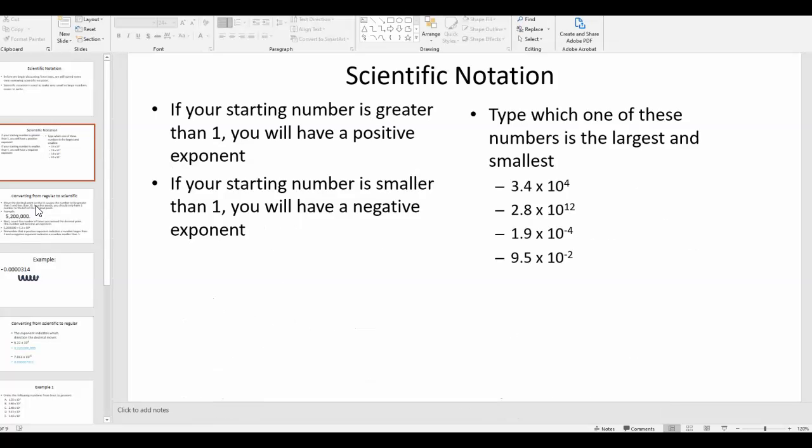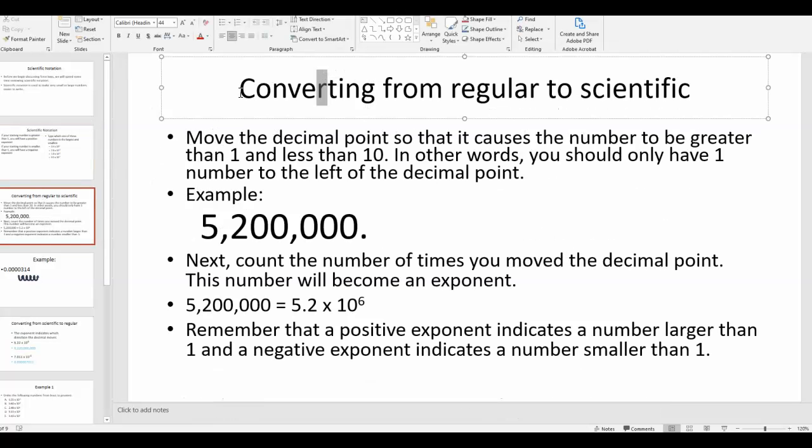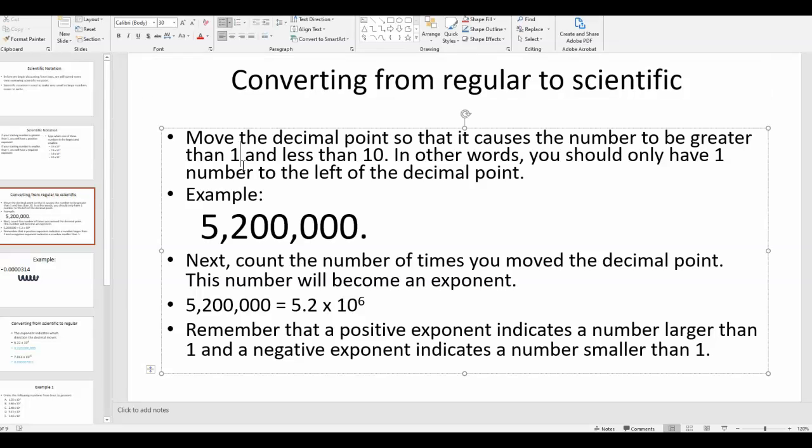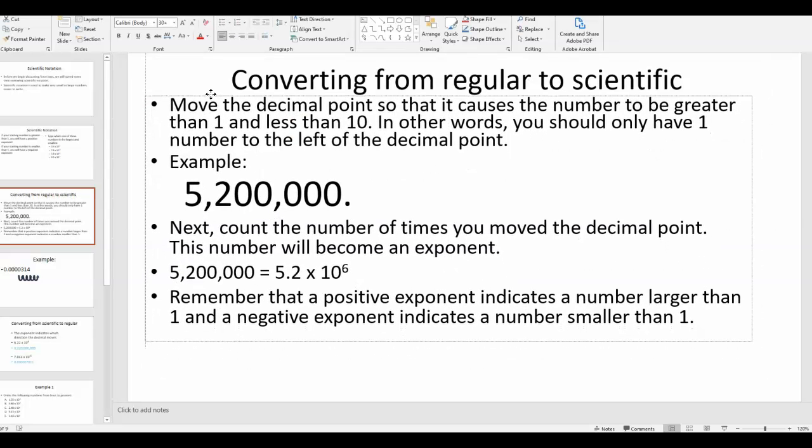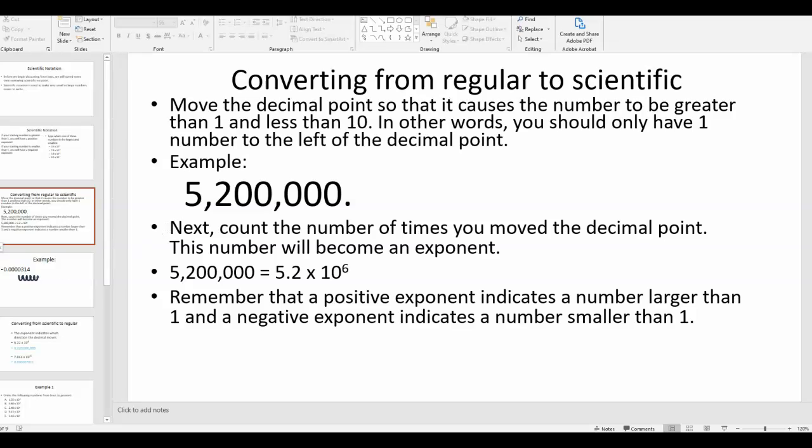Okay, so how do you convert from a regular number to scientific notation? Let's say we have a big number and we want to write that in scientific notation. What you do is you start with the regular number that you want to convert. If it doesn't have a decimal place, just assume that the decimal point is at the end of the number. So let's say we have this number right here.